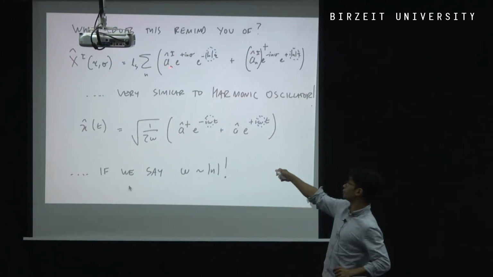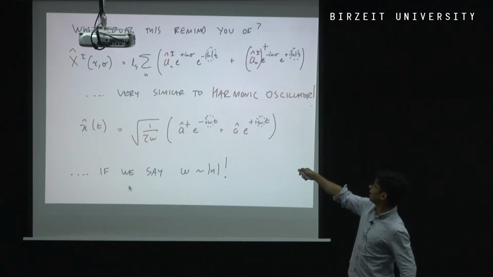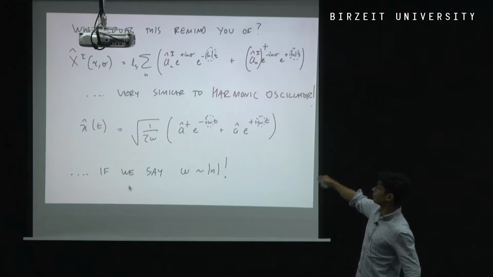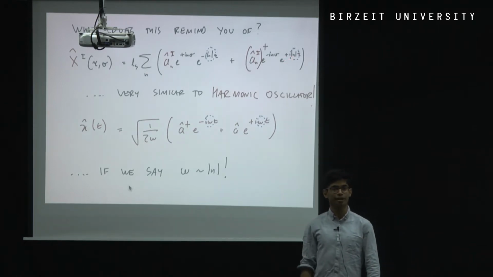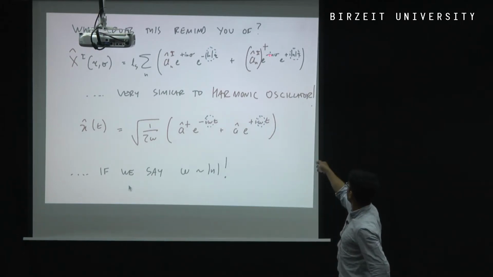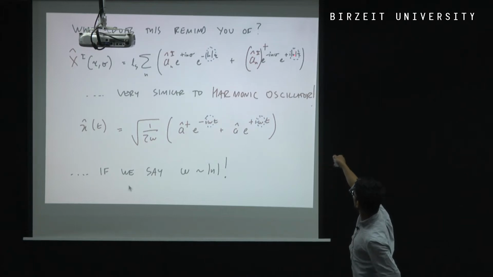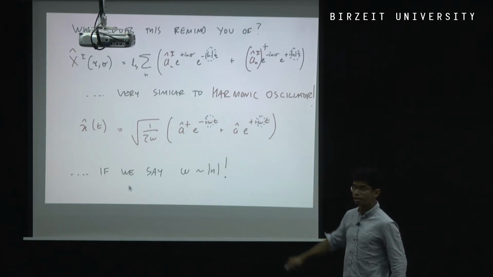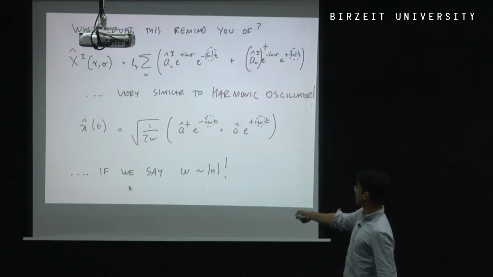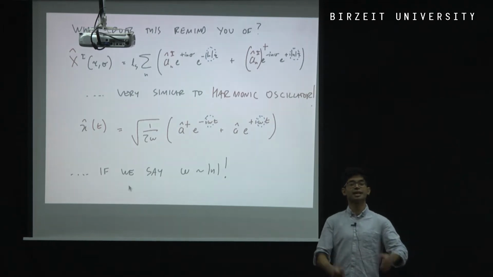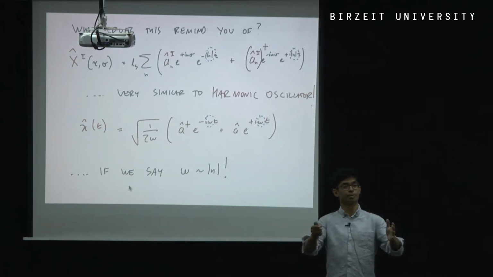What does this remind you of, this thing, where I have A and it oscillates in time? I have A dagger and it oscillates in time. It's exactly the same thing as the harmonic oscillator, right? The difference is that A sub n oscillates with frequency absolute value of n, whereas here, this thing oscillated with frequency omega. So in other words, these two things are exactly the same if we say that omega in the oscillator is the absolute value of n in the string theory picture.